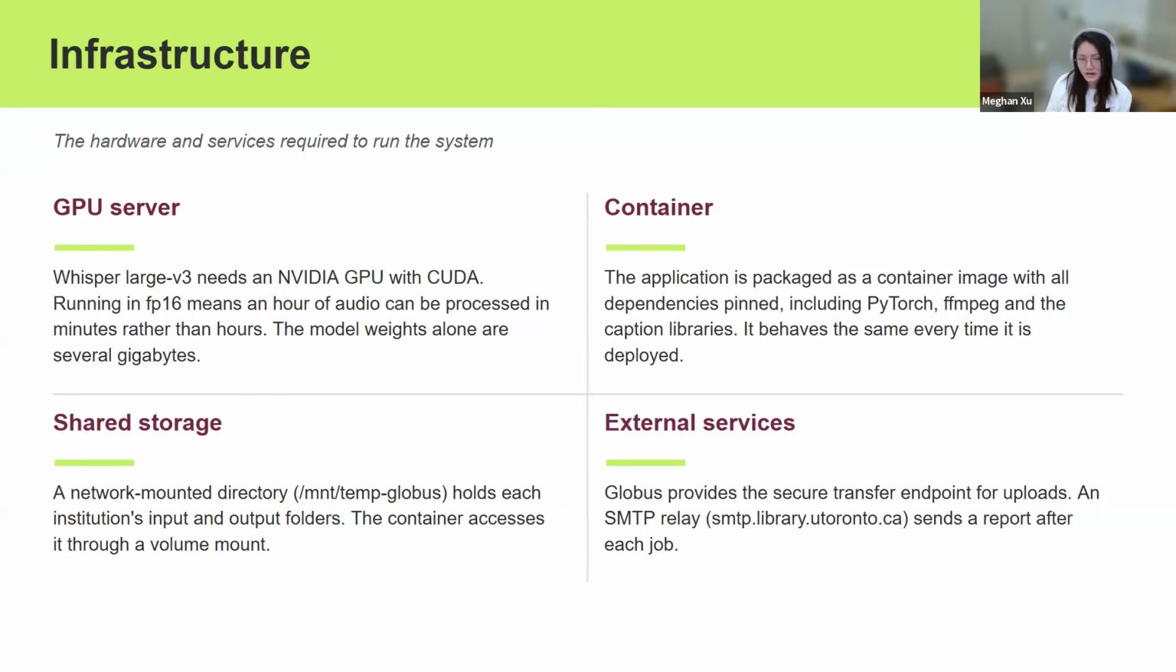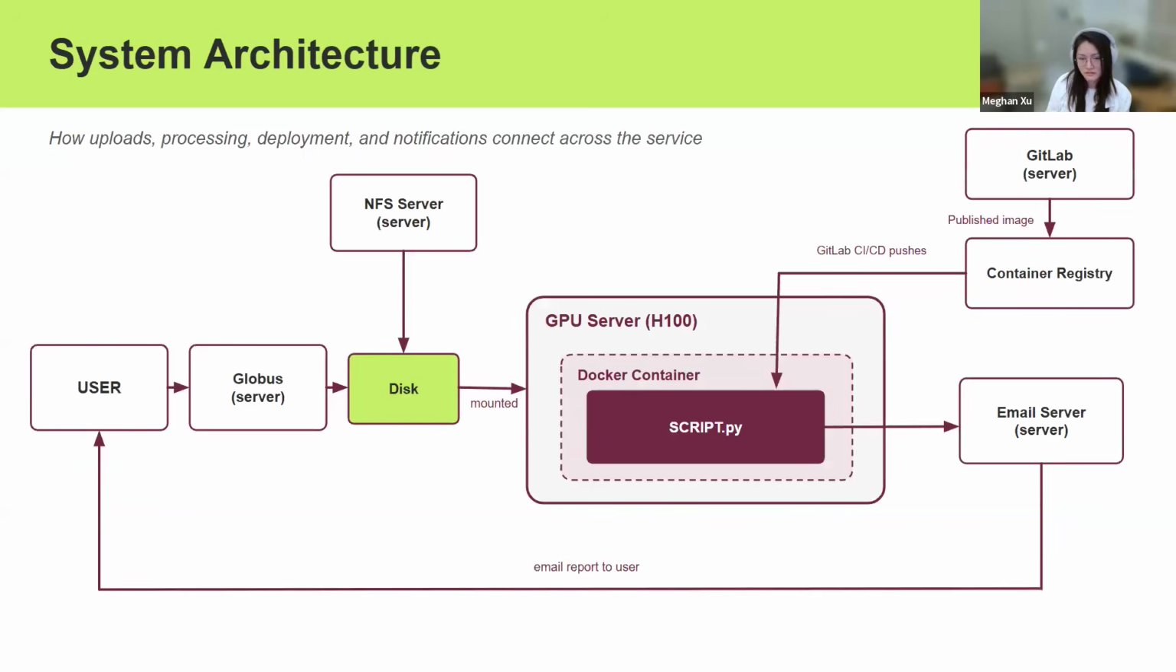For storage, we have a network-mounted directory at Globus that holds each institution's input and output folder. The container accesses it through a volume mount, so the data lives outside of the container, and nothing is lost if the container is updated or restarted. And then we have two external services: Globus for secure file transfer, and an SMTP relay for sending processing reports. The next slide will show how all of these pieces actually connect to each other.